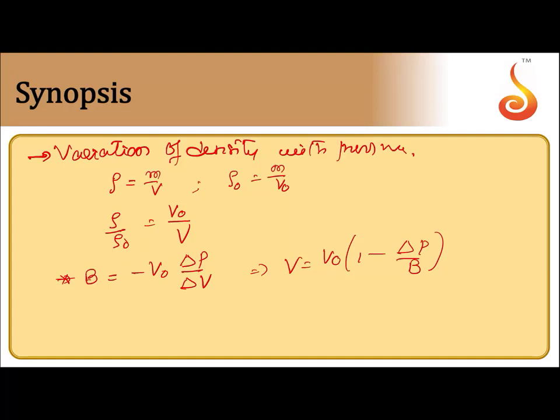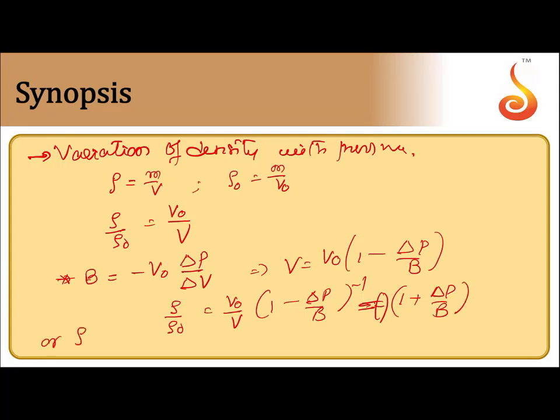This can be simplified further. We can write rho by rho naught is equal to V naught divided by V, which is (1 minus delta P by B) to the power minus 1, which is nothing but 1 plus delta P divided by B, or we can write rho is equal to rho naught into (1 plus delta P divided by B). So density as a function of pressure can be represented like this, and the density varies with pressure as given by this equation.